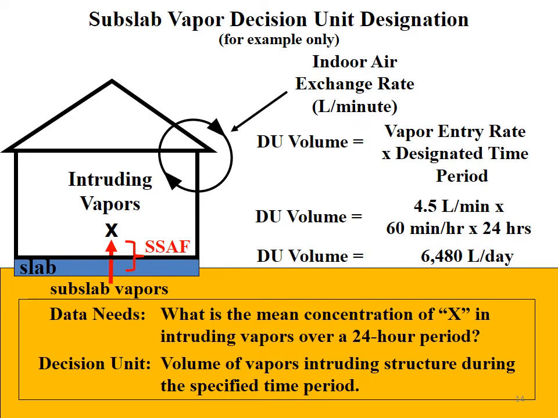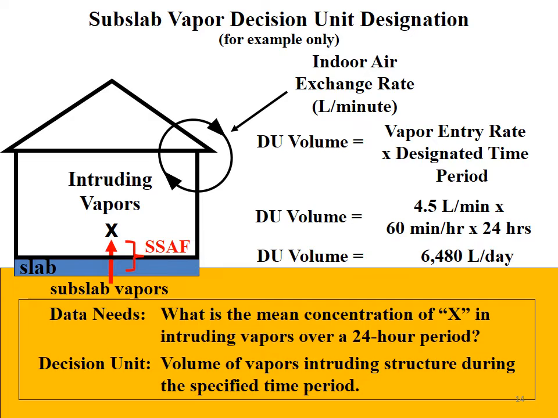So what are our data needs for this then? From a field standpoint, the risk assessor, I would say, is telling me what I need to determine: what is the mean concentration of X in intruding vapors over a 24-hour period? Or first I need to designate the decision unit. So in this case, the decision unit is the volume of vapors intruding the structure during the specified time period.